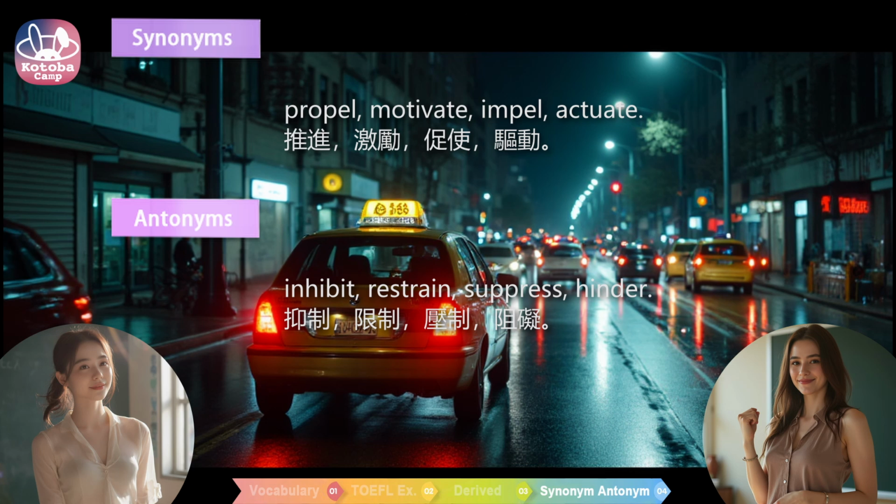Propel, motivate, impel, actuate. Inhibit, restrain, suppress, hinder.